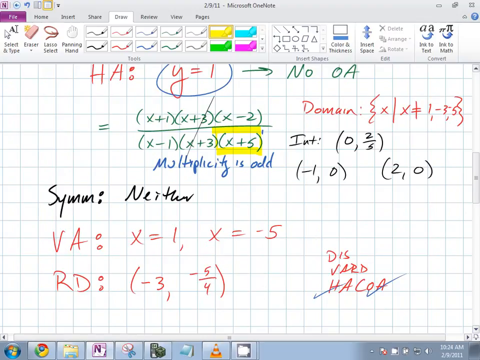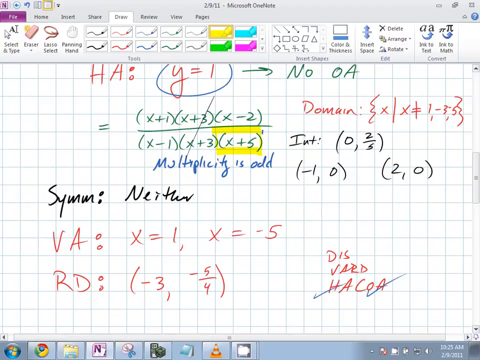And the logic for that, I can explain it. It's a little bit tricky to understand, but think about it this way. Look at this whole function. Think of numbers a little bit to the right of -5. So -4.9. What's -4.9 plus 5? Is that positive or negative? Positive. Think of a number to the left of -5, like -5.1. What's -5.1 plus 5? Negative. So what happens as you go across -5?